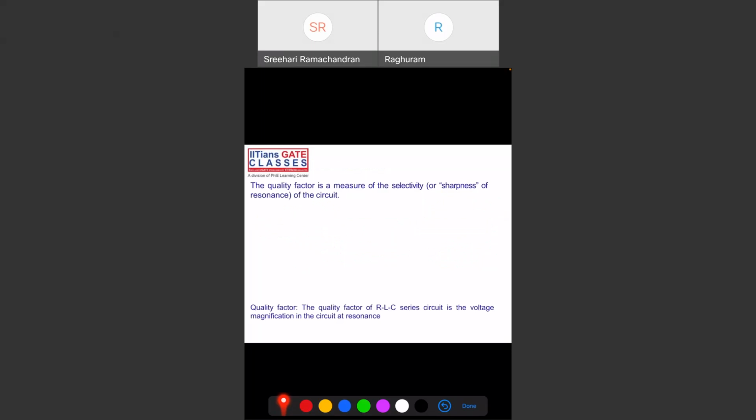So there is something called the Q factor. Q factor is a measure of selectivity or sharpness of a resonant circuit. The quality factor of an RLC series circuit is the voltage magnification in the circuit at resonance. The quality factor is nothing but the voltage magnification. Q is equal to VL or VC by V. This is your Q factor, quality factor.